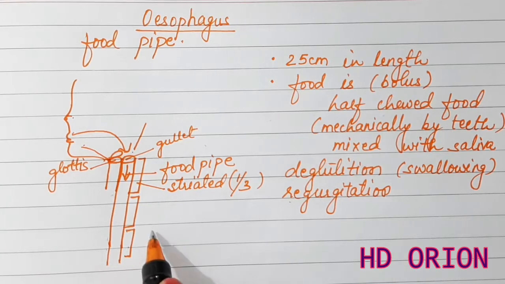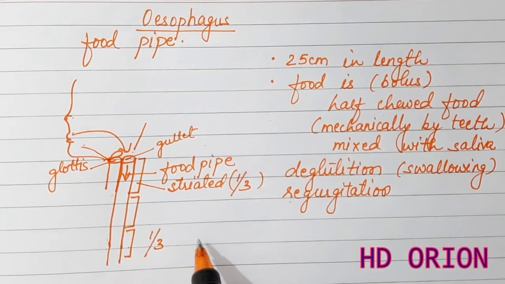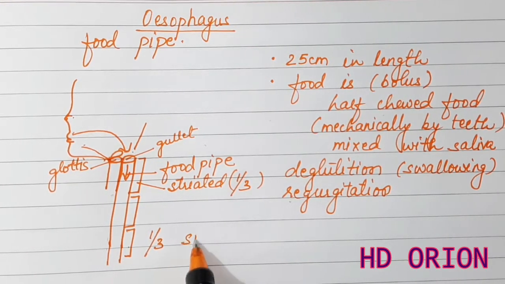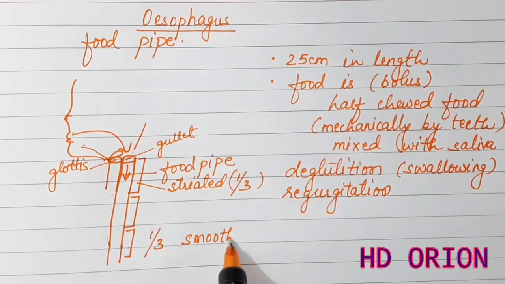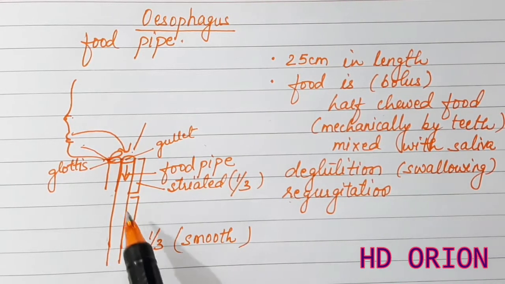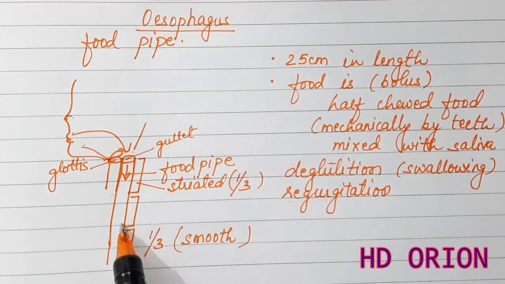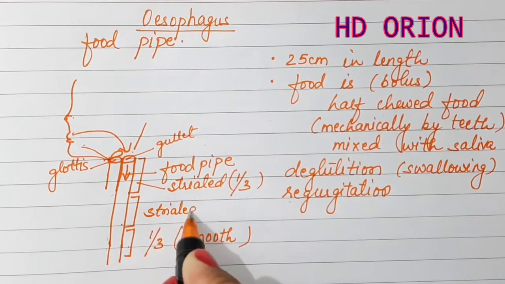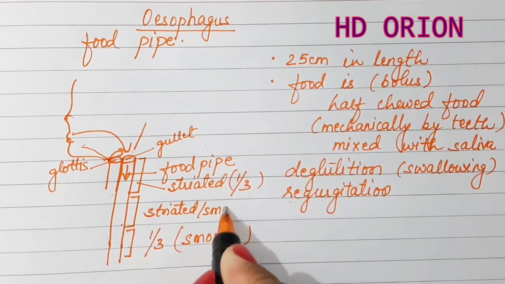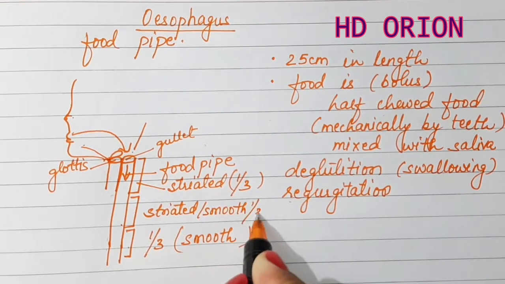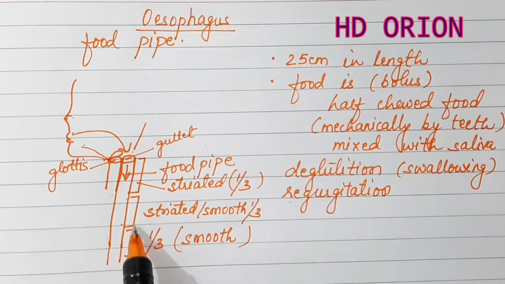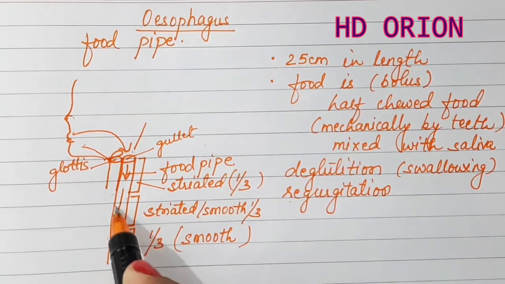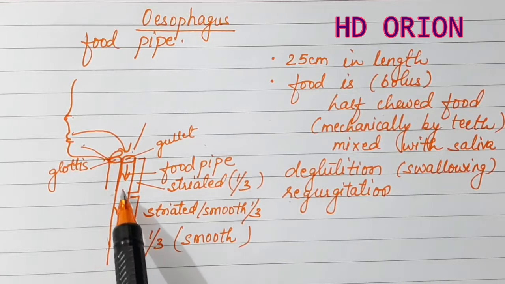And the lower 1/3 part is totally made up of involuntary muscles, which we call as smooth muscles. This is not at all under our control, and the middle part is a mixture of both striated as well as smooth muscles. Here is the place where we start losing the control, and when the food comes down, it becomes very difficult now for regurgitation.